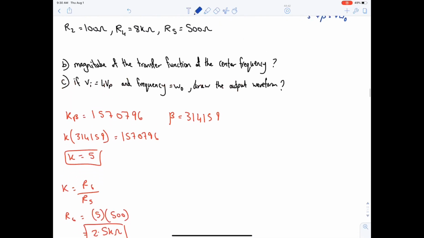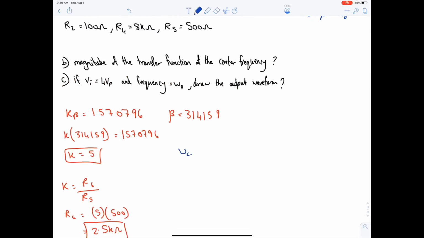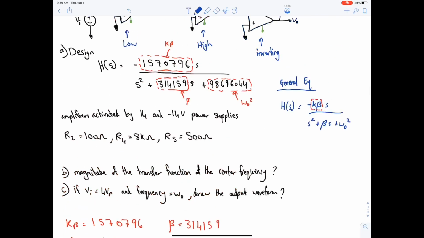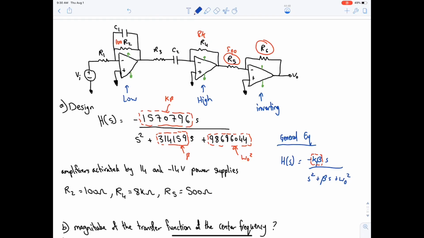Now, what is omega C2? Because now we need to find R's and C's, right? We can find them from omega C1 and omega C2. Omega C1, is it for low or for high? And the same for omega C2.